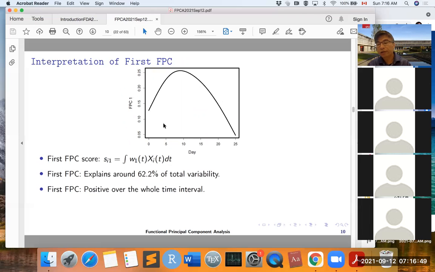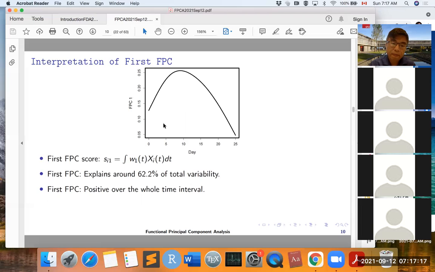So now let's look at the interpretation of the FPCs. In the past, I found that it's pretty easy for students to master how to do the FPCA, but the most difficult part is to do the interpretations. Therefore, I want to emphasize how to do the interpretation for the FPCs.